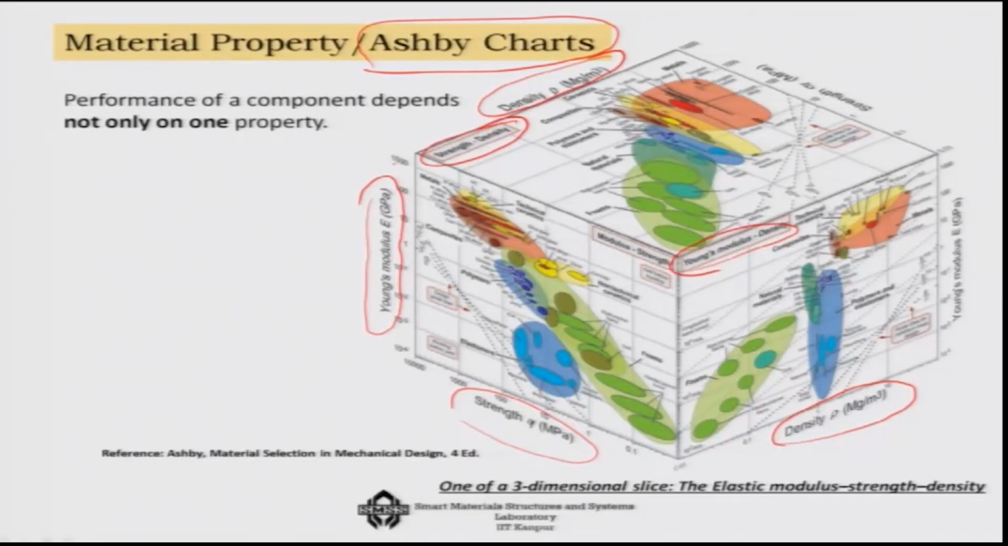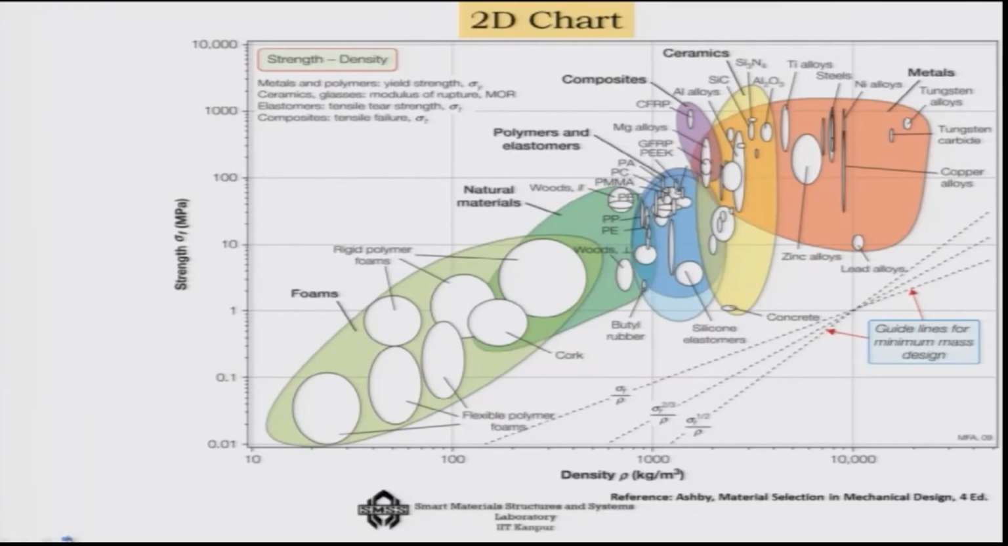By looking at these comparison charts, let us say I consider one of these slices, strength versus density. This is density and this is the strength. If I look at it, I will see that the very low density materials are foams, then from there we go to natural materials, then polymers, composites. So, gradually as I increase the density, the strength is also increasing, and then the ceramics.